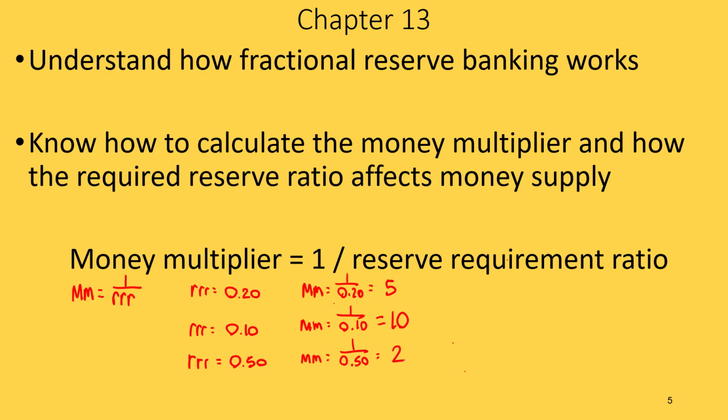So again, if the Fed wants to increase the money supply, then they'll lower the required reserve ratio, because that will increase the size of the multiplier. If they want to reduce the money supply, then they are going to raise the required reserve ratio, right? Because raising the required reserve ratio will lower the size of the multiplier. So again, to increase the money supply, you lower the required reserve ratio. To decrease the money supply, you raise the required reserve ratio.